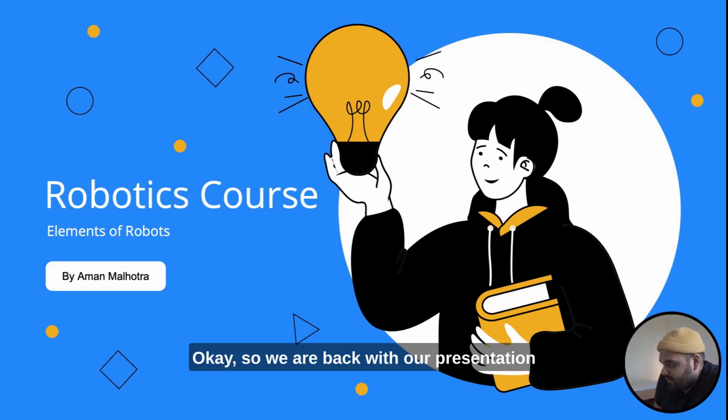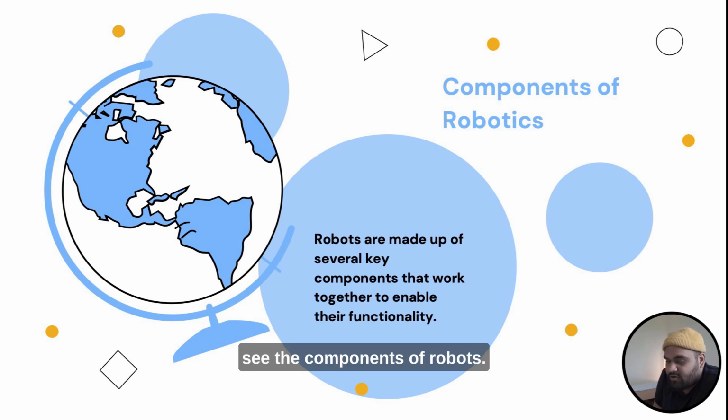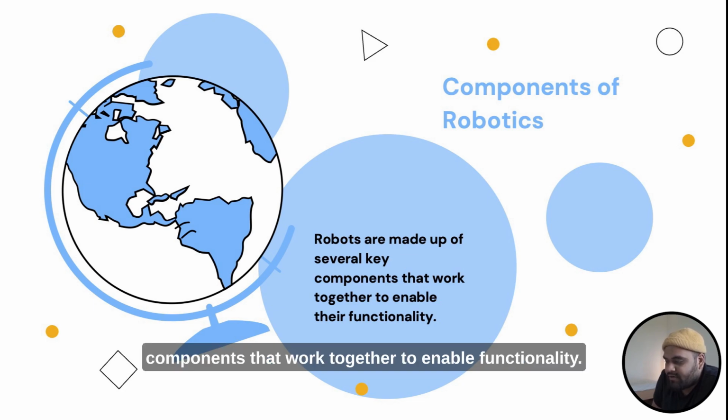Okay, so we are back with our presentation screen and we have introduction to robotics. Let's move ahead and see the components of robots. Let's break it down first. Robots are made of several key components that work together to enable functionality. A very important point to see here is that robots are a group of components which work together to make a robot move.